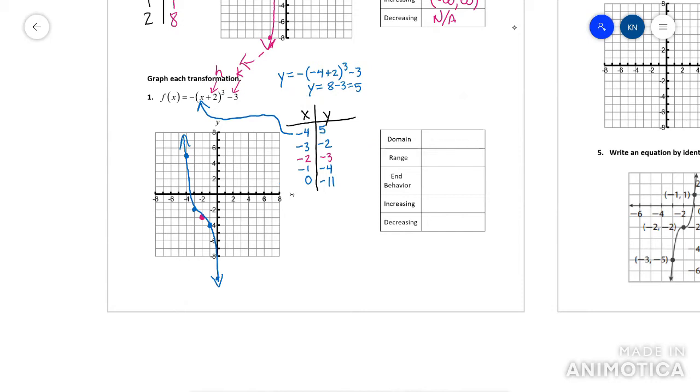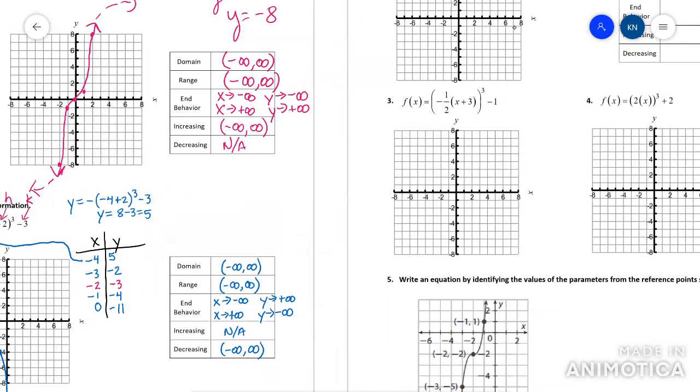So it goes left forever, right forever. My domain's all reals. It goes down forever, up forever. So my range is all reals. End behavior: if I go to the left, that's this arrow, it is going up. So y is going to positive infinity. And if I go to the right, that's this arrow, I'm going down to negative infinity. And then increase, decrease from left to right, this line is only decreasing, so there is no increasing. And it's decreasing the entire way from negative infinity to positive infinity. Just like that. Okay.